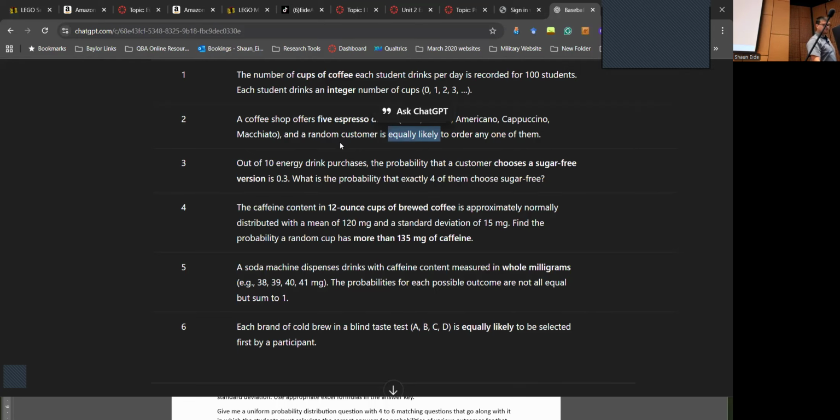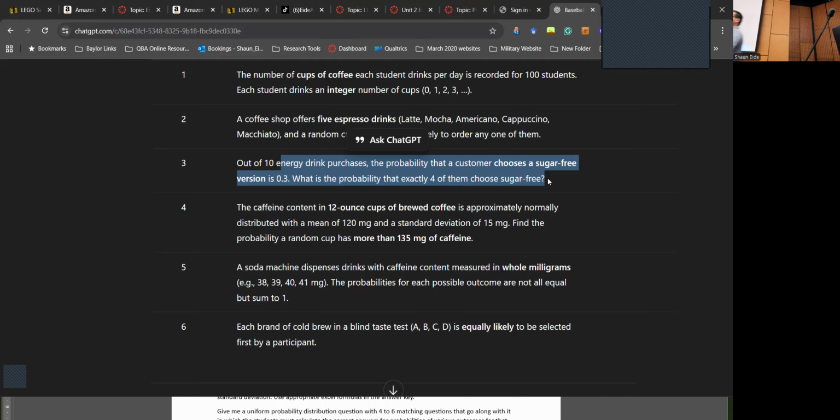Okay, out of 10 energy drink purchases, the probability that a customer will choose a sugar-free drink is 0.3. What's the probability that exactly 4 of them will choose a sugar-free drink? What should I use? Binomial. What gave it away? Sugar-free or not, so there are only 2 possible outcomes. What else?